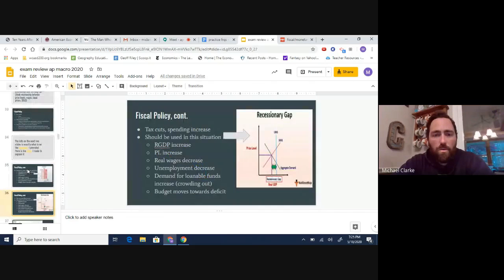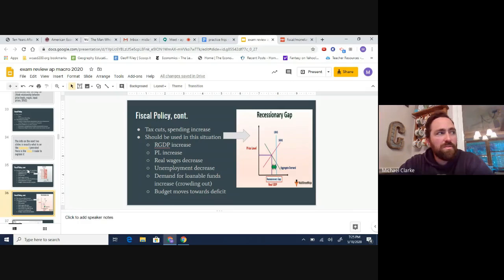if you are a congressman or woman and you're faced with a recessionary gap, as shown in the graph there, how do you get people back to work? How do you get businesses producing again? How do you put wealth back in people's pockets? Well, you cut taxes, because now people are taking home more of their pay, and you would increase government spending.